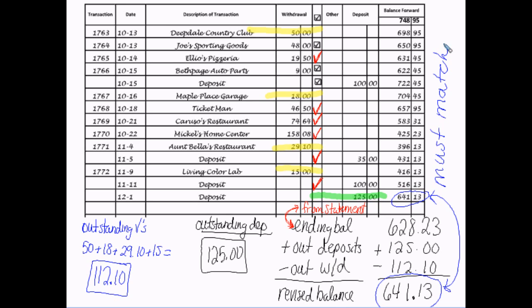If these don't match, there's a problem because you're saying that you have a different amount of money than the bank is saying you have. At which point you need to go look for the mistake, which I'll show you how to do also. Any questions about what I did here?